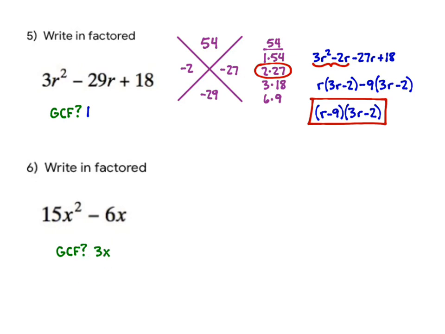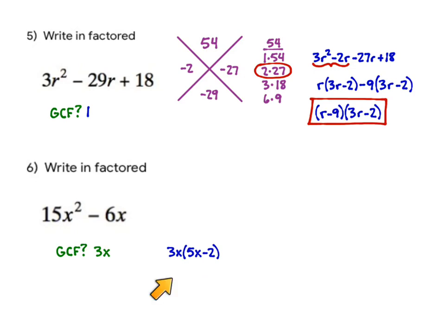So what would we say? We'd say 3x times what gives us 15x squared? Well, 3x times 5x gives us 15x squared. And 3x times what gives us negative 6x? Well, 3x times negative 2 gives us negative 6x.